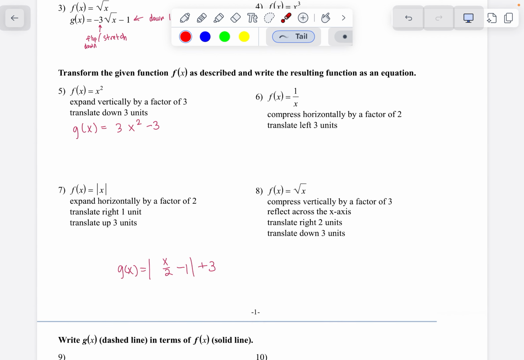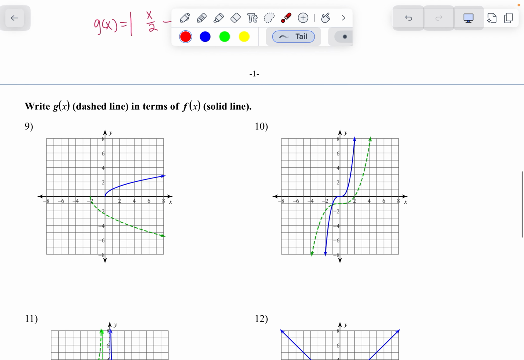Write g of x in terms of f of x. So initially, our f of x function for this one is our good old square root function. Now let's think what happened to it. Its vertex has moved to the left. So we definitely need an addition of 2 on the inside. It does need to flip over the x-axis. That's a negative on the outside.